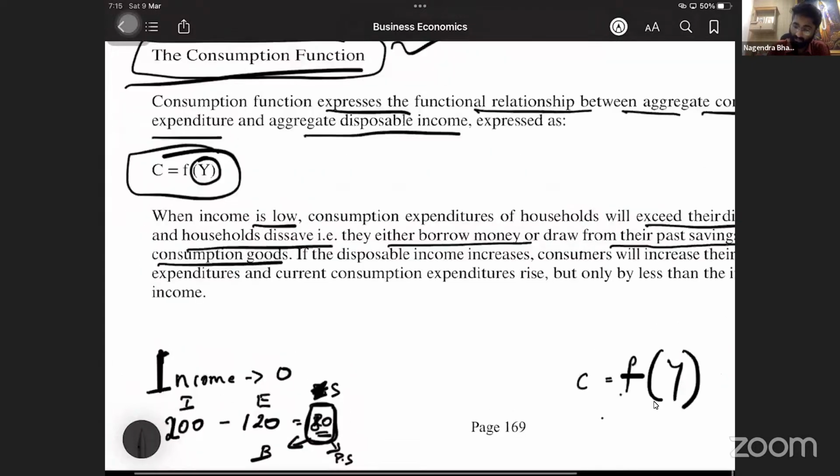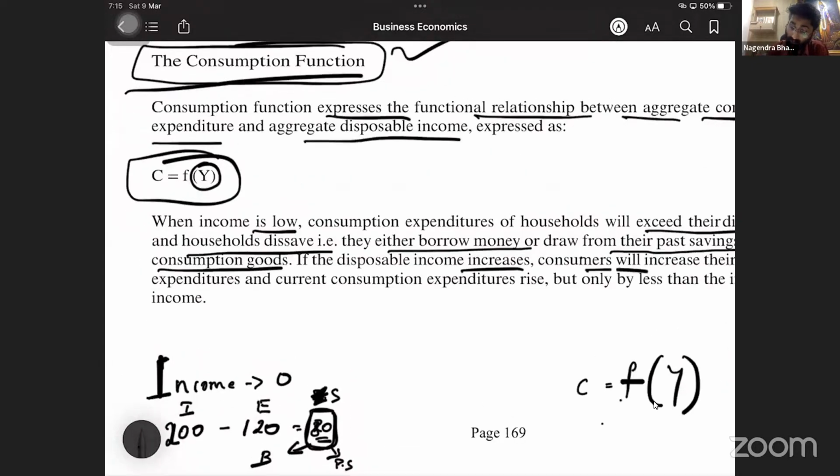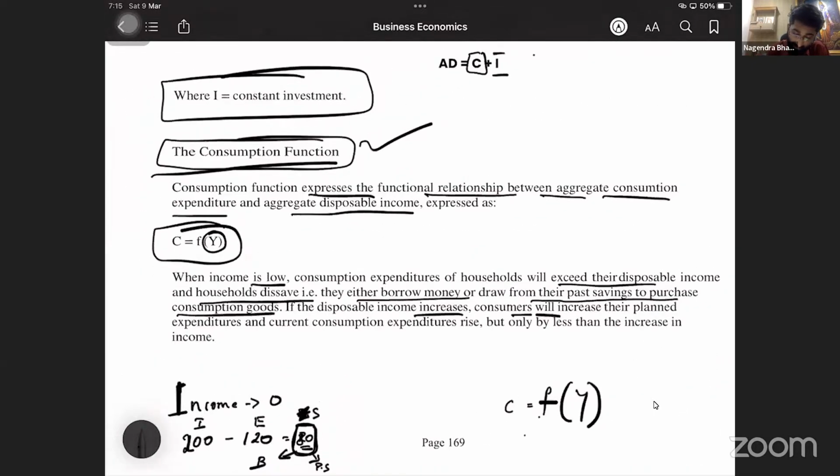If disposable income increases, the consumers will increase their planned expenditure, and current consumption expenditure also rises, but only by less than the increase in income. Now tell me, to understand this, first you have to understand my example.